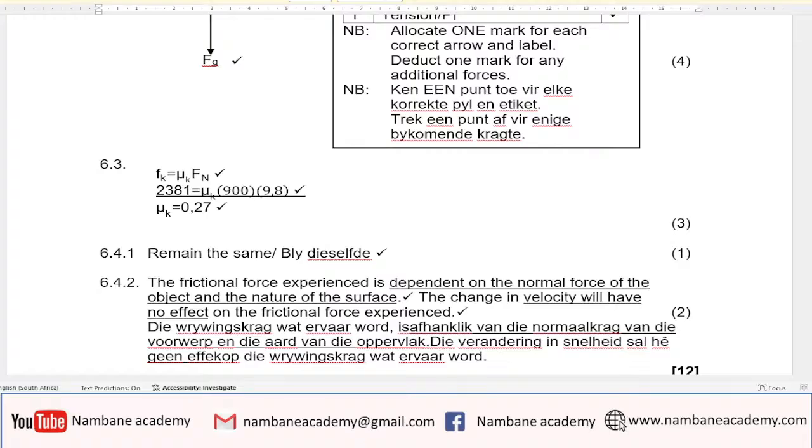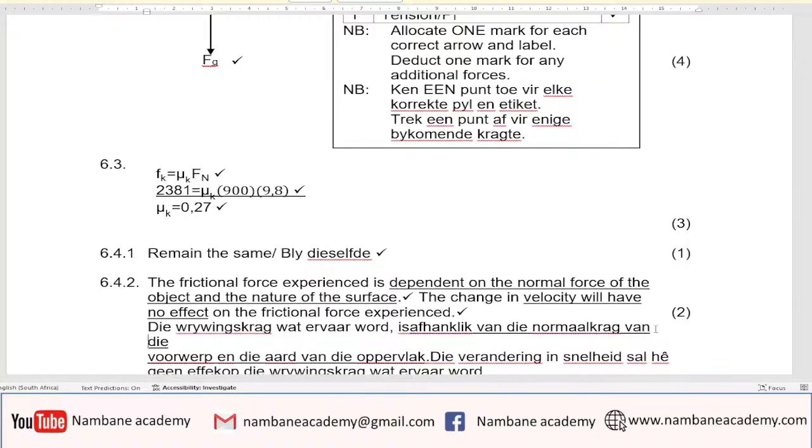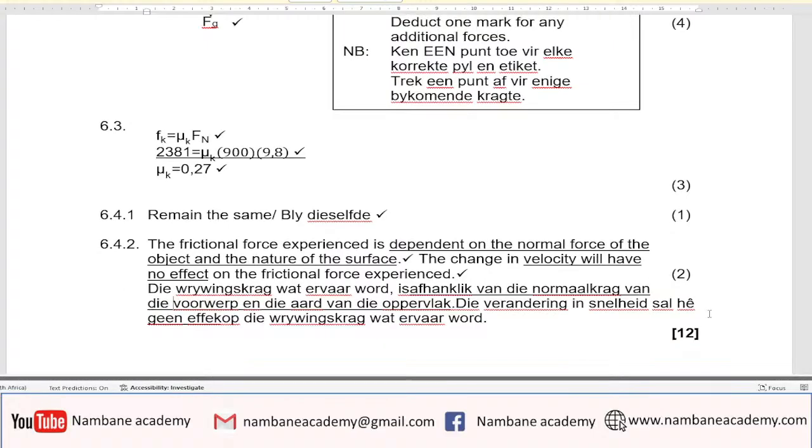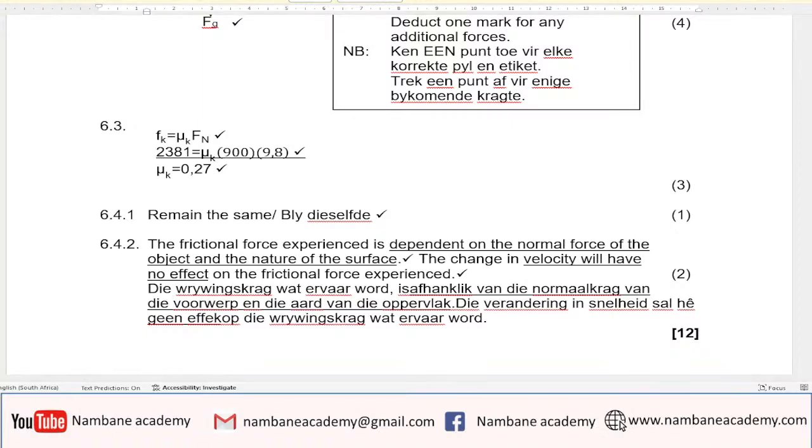And then here, the frictional force experienced is dependent on the normal force of the object and the nature of the surface. The change in velocity will have no effect on the frictional force experienced here. So I was thinking that these two sentences should be two options. Either the learner says the change in the velocity will have no effect for 2 marks, or they write about the frictional force being dependent on the normal force for 2 marks. And that gives a grand total of 12 for question number 6. Any inputs? Over to you, Mr. Nambani.